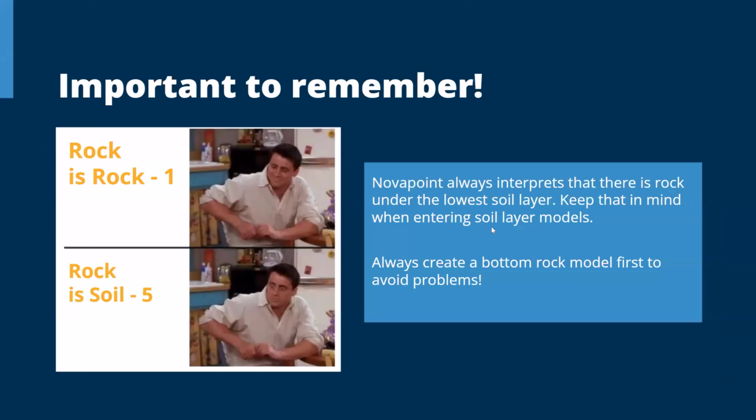So the most important thing to remember from this session is that you would think that rock is rock, number one, as the material, but rock's best use is soil 5. And below that will be interpreted as rock. So always create a bottom rock model to avoid problems with your calculation.